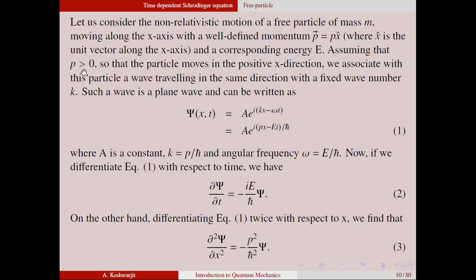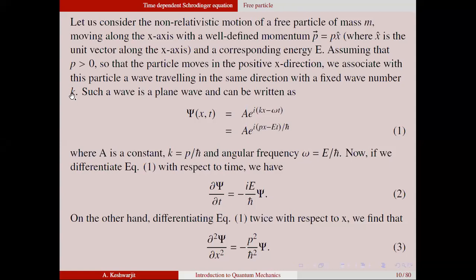Assuming that p is greater than zero, what is the meaning of p greater than zero? Here p vector is equal to p times x hat. So p greater than zero means the particle is moving in the positive x direction. So assuming that p is greater than zero, so that the particle moves in the positive x direction, we associate with this particle a wave traveling in the same direction with a fixed wave number k. We have already learned about the relation between p and k. What is the relation between p and k? p equal to h bar k.